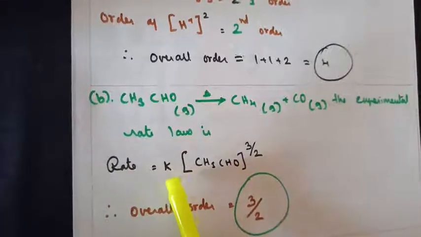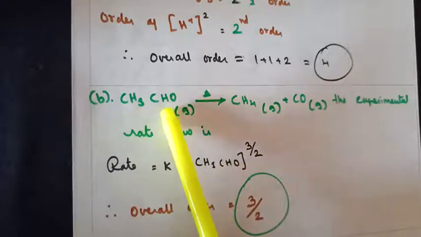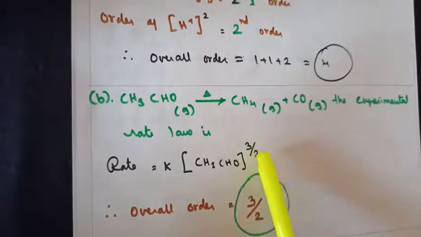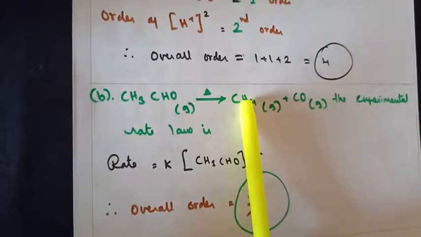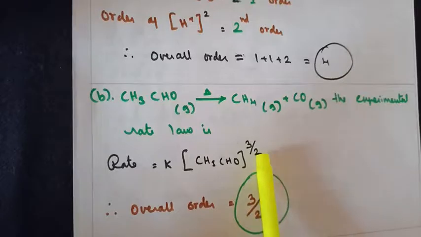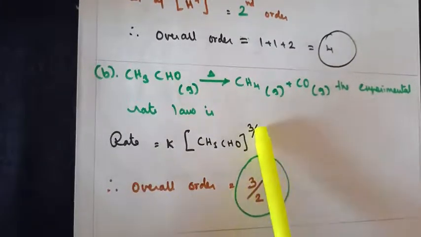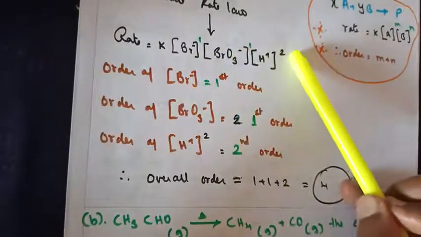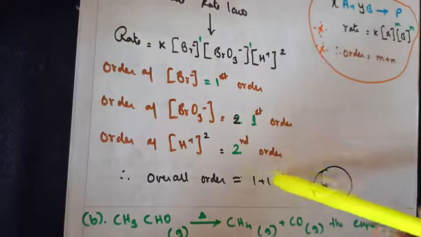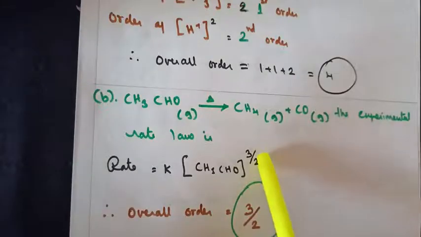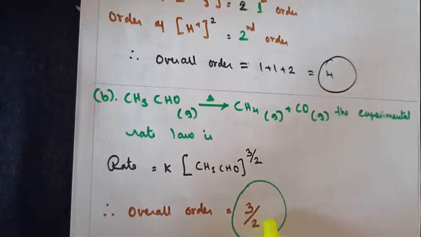Rate is equal to K into the concentration of the reactant, that is acetaldehyde, to the power 3 by 2, which they have given. They are asking what the overall order of the reaction is. Already the order is given to you. So all you have to do is write down the power that is given. In this case, we had 3 concentration terms, so we add all the powers and write the overall order. In this case, only one is given. Take that down as the answer.